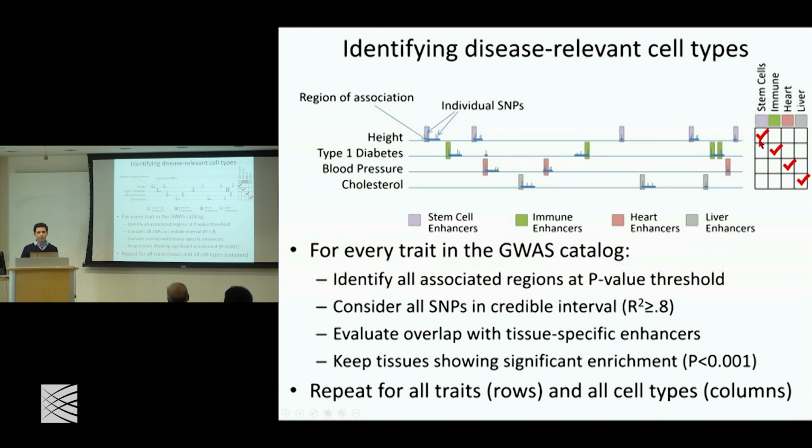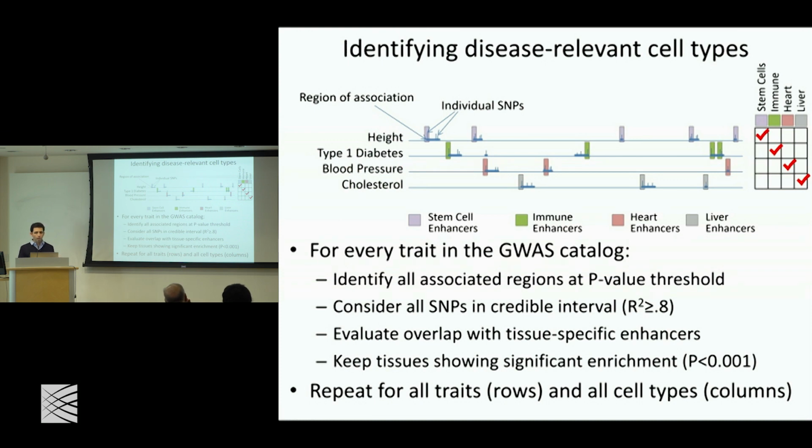And what we find is, in fact, this kind of diagonal that says genetic variants associated with height appear to act in stem cells because they are enriched in enhancers active in stem cells. Type 1 diabetes in immune cells, blood pressure in heart, cholesterol in liver, and so on and so forth. So it gives us an insight as to the cell types and tissues where the particular traits may be active. Who's with me on this one?